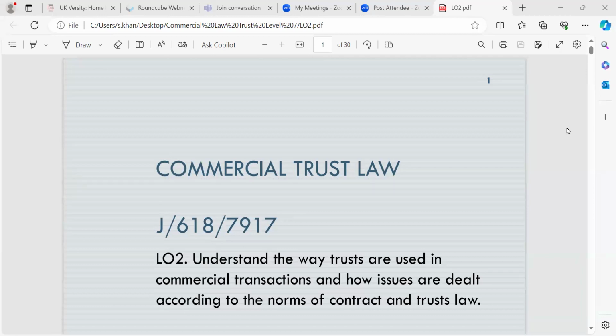So we looked at 1.1, which was to analyse the mechanics of creating a trust, including the rights of beneficiaries. So we looked at intention, which is the main cornerstone of creating an express trust. We looked at certainty of subject matter, and we looked at certainty of objects. We also looked at the certainty of trust purpose and formalities.